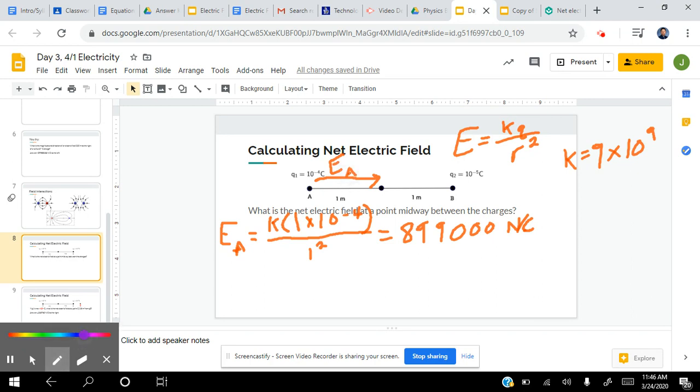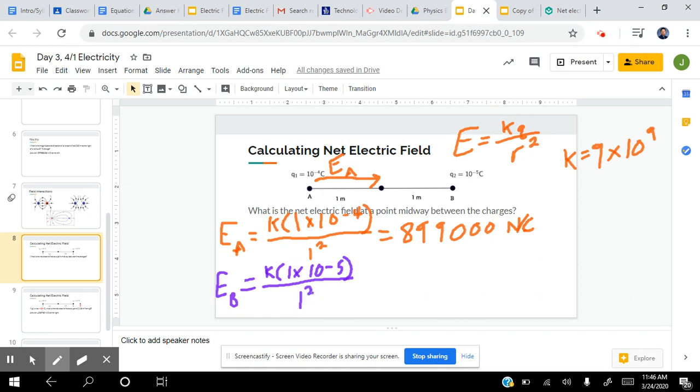All right, and let's switch to a different color here. And now we will solve for the electric field of B, doing the same thing, K times 1 times 10 to the negative fifth coulombs. And we're going to divide that by the radius between them. Once again, since we're dealing with that charge right in the middle there, it's still just 1 meter away. When we solve for that, we end up getting 89,900. So it's just one less zero. Newtons per coulomb. All right, so that's how much this Q2 charge is pushing in the opposite direction. So that is the electric field of B.